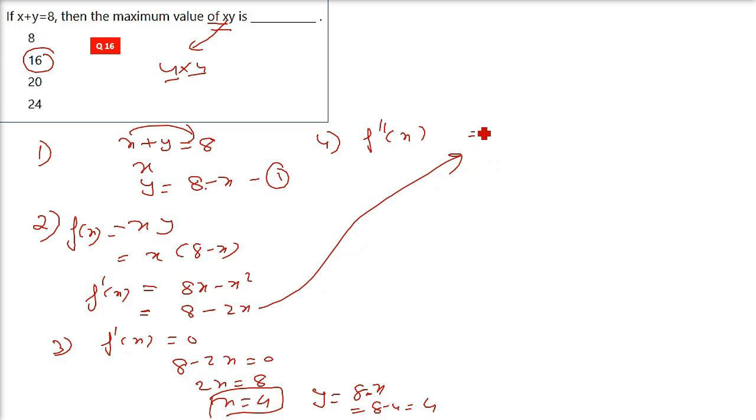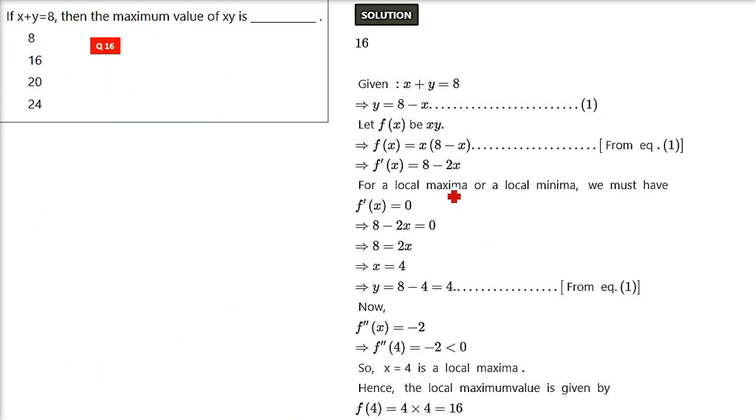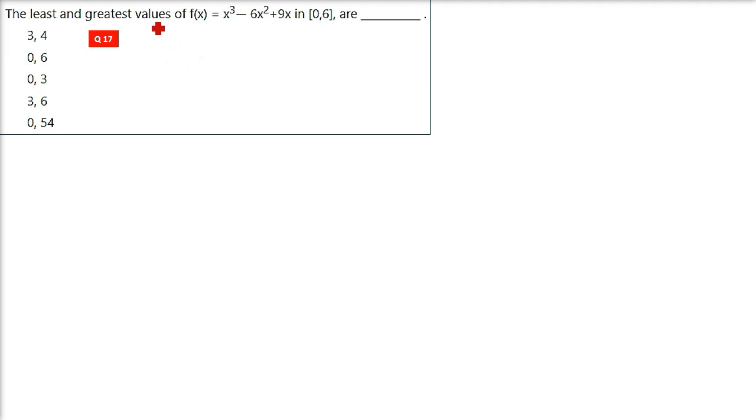But if it is not a multiple choice question, you have to double differentiate and show that the value is actually going to be negative, so that you get the maximum value. Negative always indicates you are going to get the maximum value. Positive always indicates you are going to get the minimum value. So this is a very suitable question for the basics.